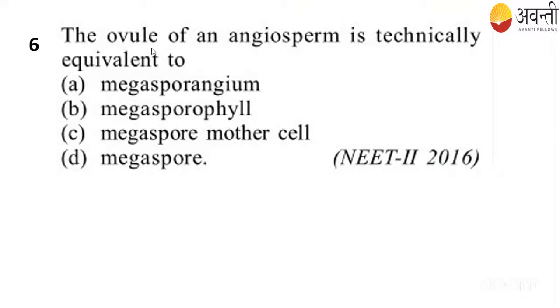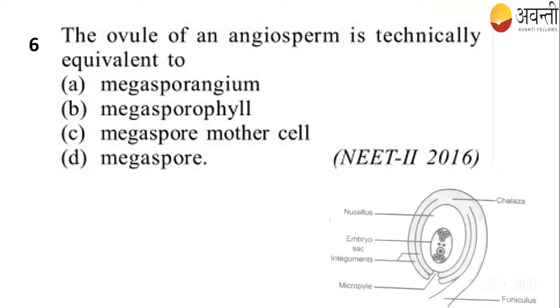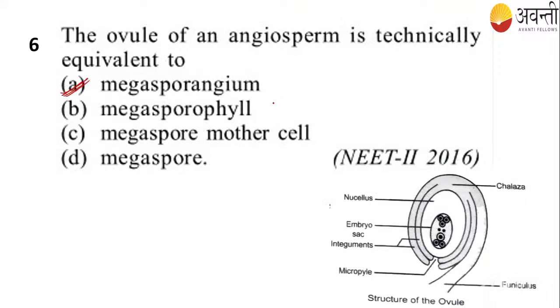So the ovule is technically equivalent to option A, megasporangium. You have seen this, right? Ovule is nothing but the megasporangium only. Ovule is also called as megasporangium. Okay. Or megasporophyte. Which is called as megasporophyte, guys. Megaspore mother cell is called as megasporophyte. Megaspore mother cell, it is also called as megasporophyte.